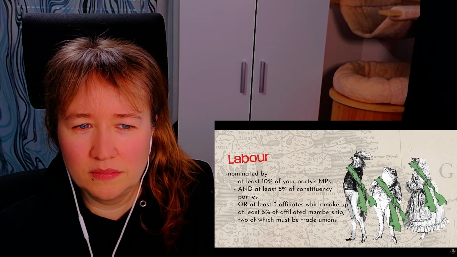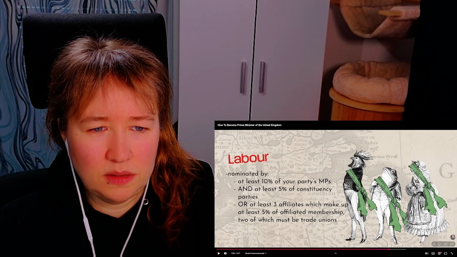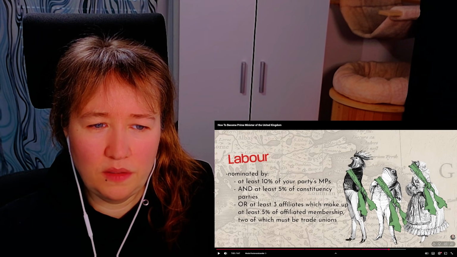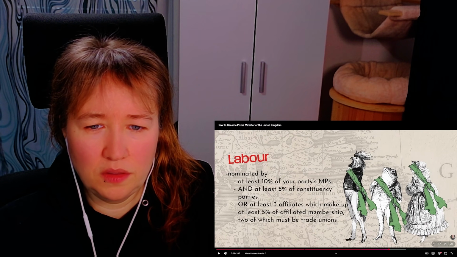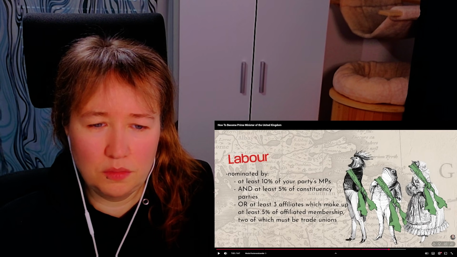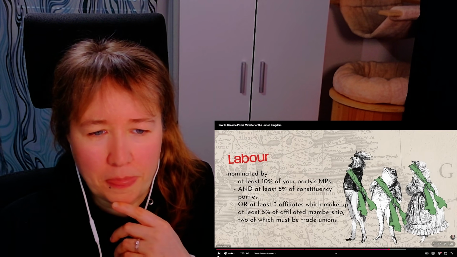Everyone who's got that many nominations goes into a ballot for party members and supporters. Nominated by at least 10% of your party's MPs and at least 5% of constituency parties. Oh, yeah, okay, that's what you just said. Okay. This goes into a ballot for party members and supporters. They all vote and rank their candidates in order of preference. The winner is chosen using an alternative vote system. The first person to get to over 50% of the vote is the winner.